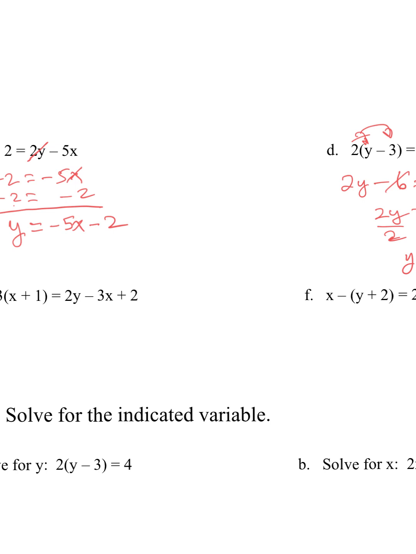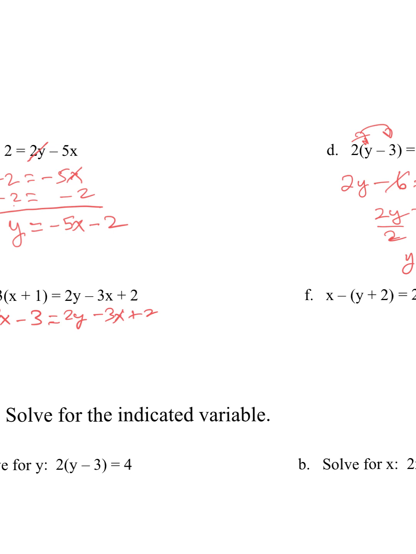Again, we want to distribute first before we do anything. And remember, you have to carry that negative through. Even if it's a minus sign, you have to think of it like a negative, because you can say plus minus a negative 3, and therefore you're distributing a negative 3 into that quantity of x plus 1. Then you have 2y on this side, minus 3x plus 2.